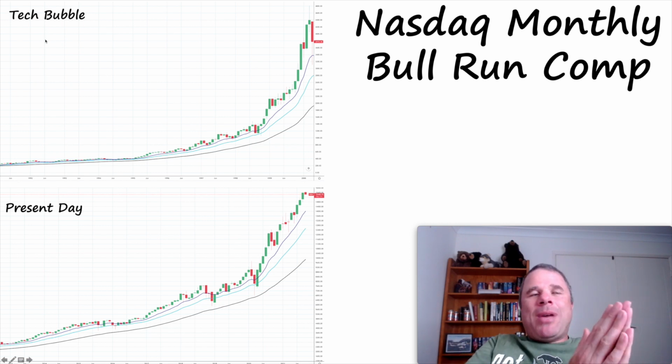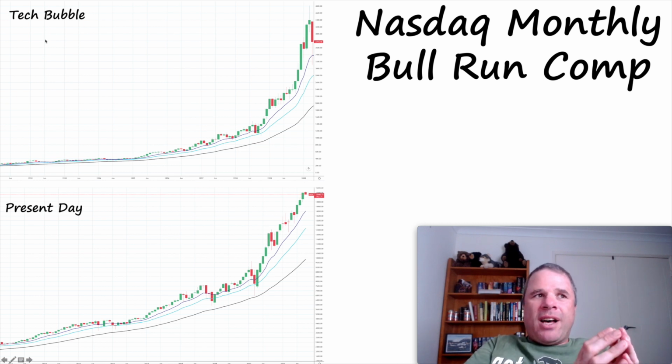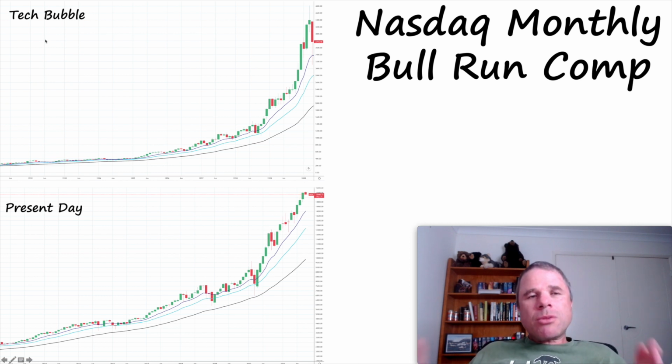On the top here, we have the tech bubble, and on the bottom, we have what's happening with the Nasdaq right now. This is still looking at the monthly time frame, and there are a lot of similarities when you compare the tech bubble and the present day. There is a saying that history doesn't repeat, it just rhymes. And this is an instance where I do think it is rhyming. What's happening with the Nasdaq right now shows a lot of similarities to what happened with the tech bubble.